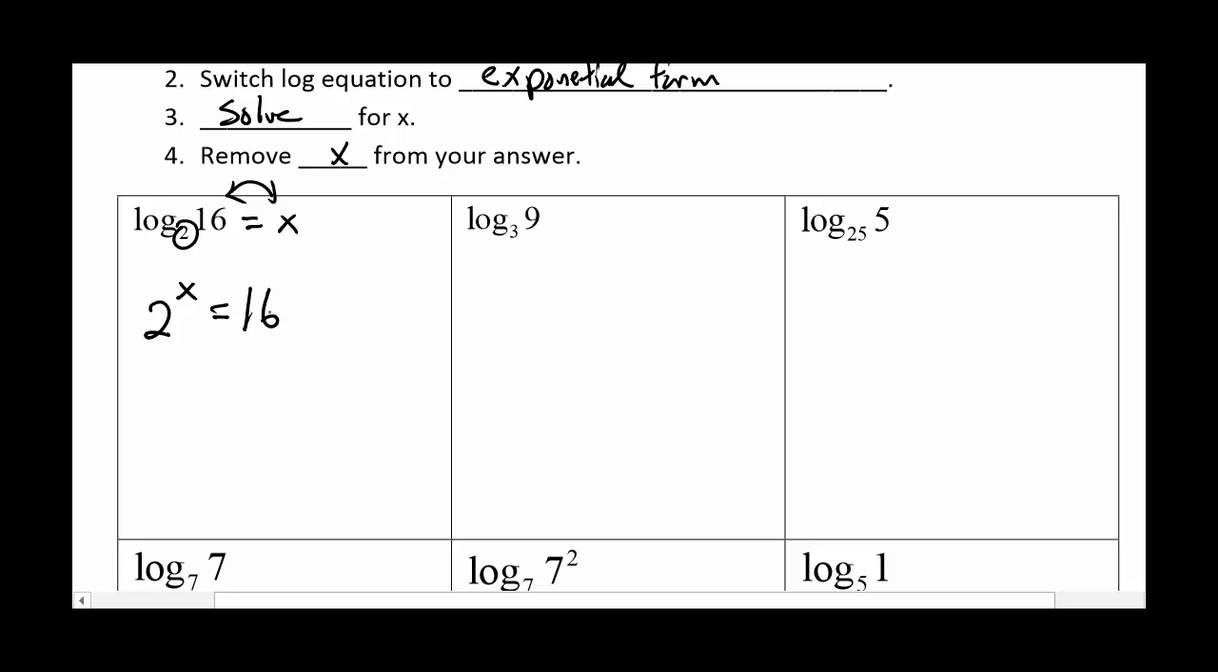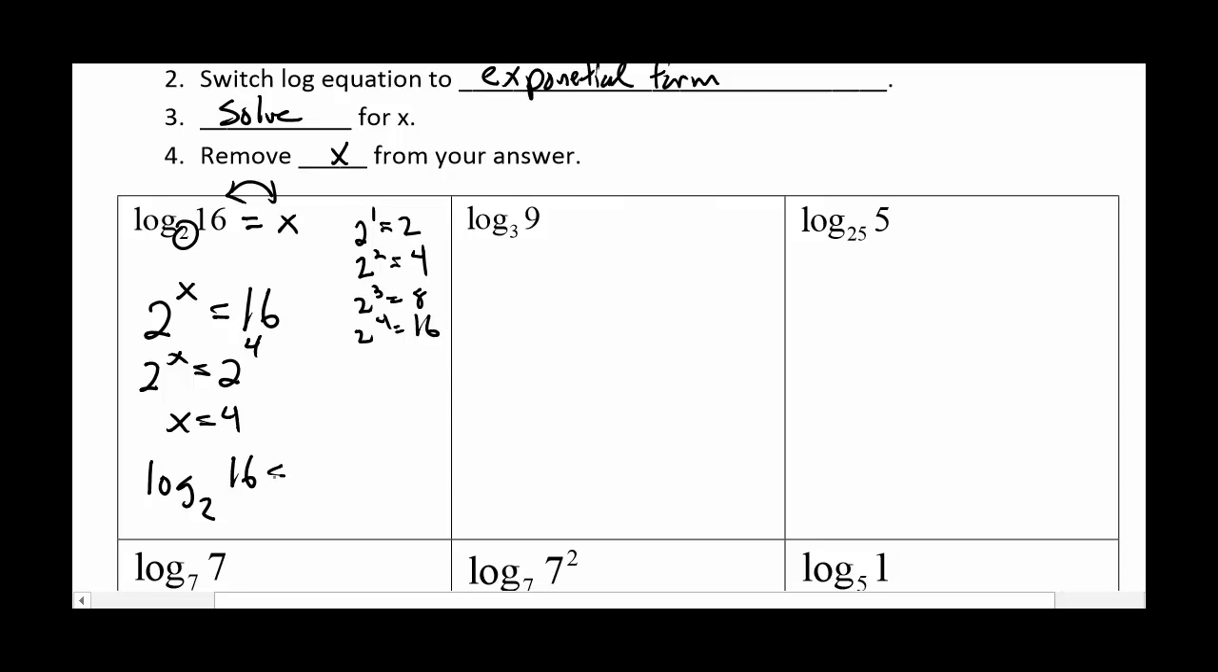Now here's where our thinking skills are going to kick in. Is there a power of 2 that happens to be equal to 16? Well, if you can't think of it, then we're just going to run down the list. So 2 to the first is 2, 2 squared is 4, 2 cubed is 8, 2 to the fourth is 16. So that's 2 to the fourth. So logically then we just get x equals 4. So log base 2 of 16 equals 4.